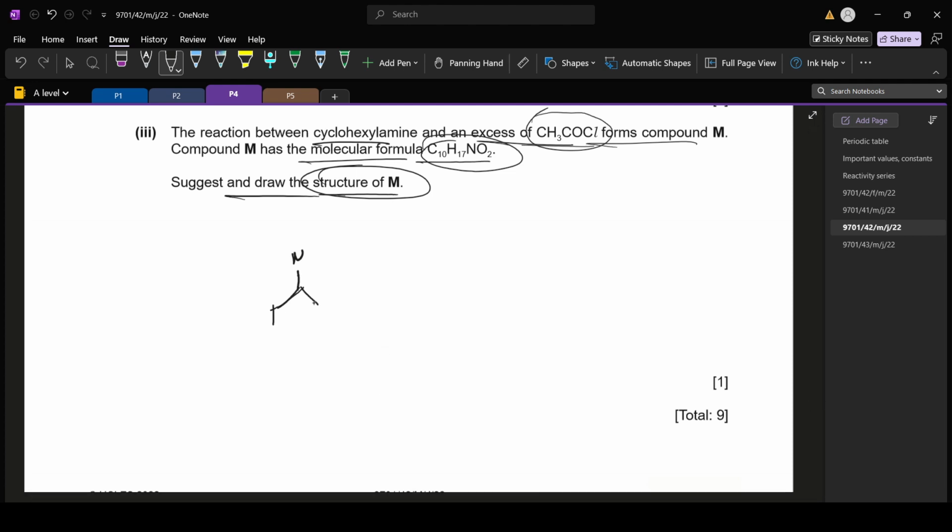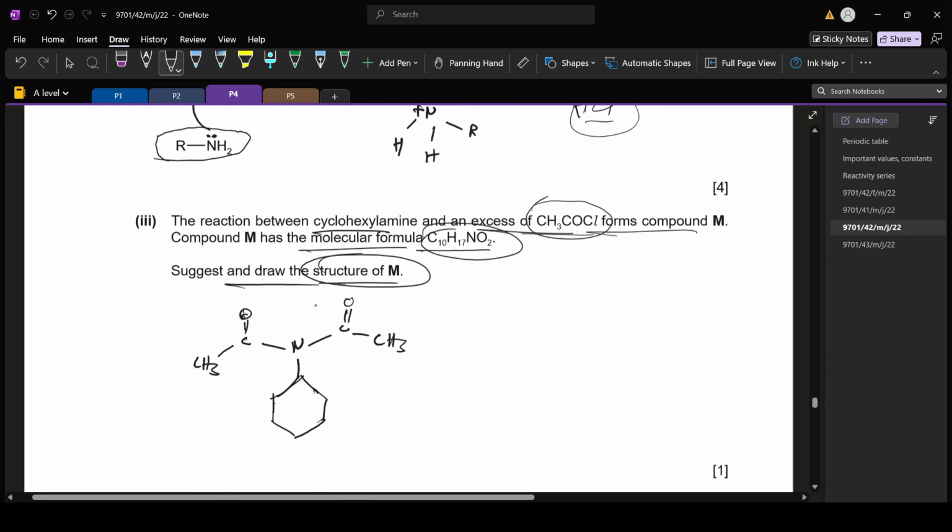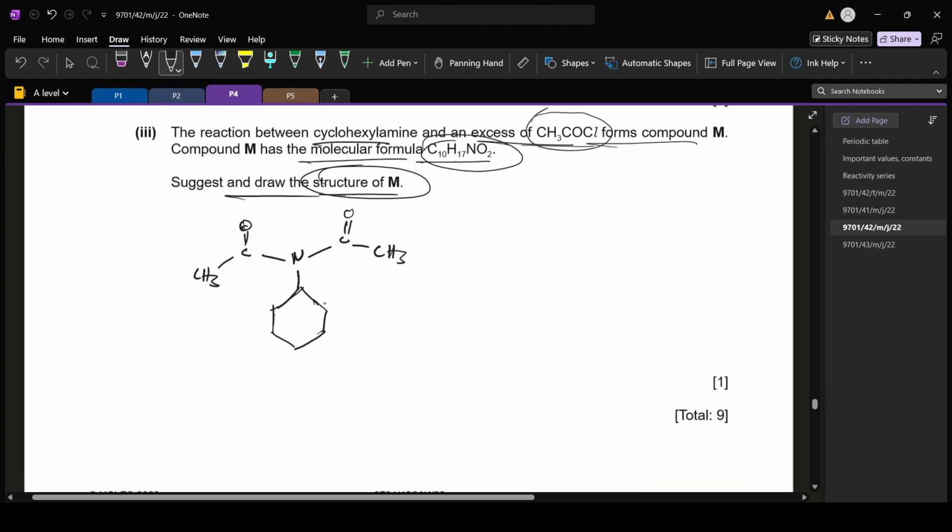This is your cyclohexylamine. This hydrogen will also react, and so this is your structure of M. If you count the number of carbons, you will get 10 carbons, 17 hydrogens, 2 O and 1 N. So this is your structure. These things come with practice, so practice is a must.